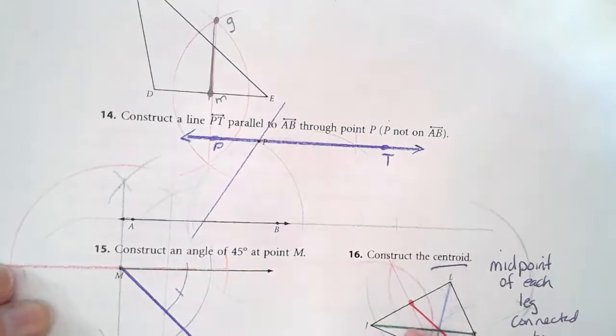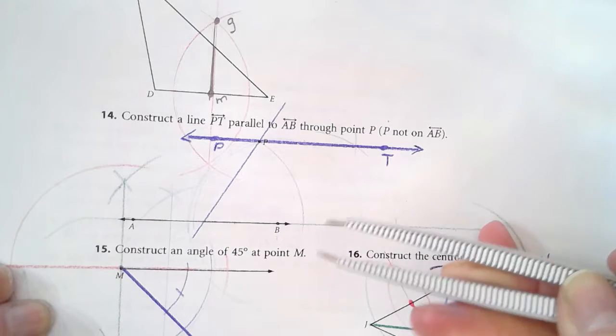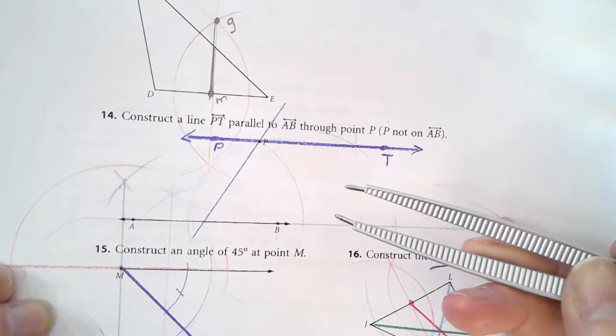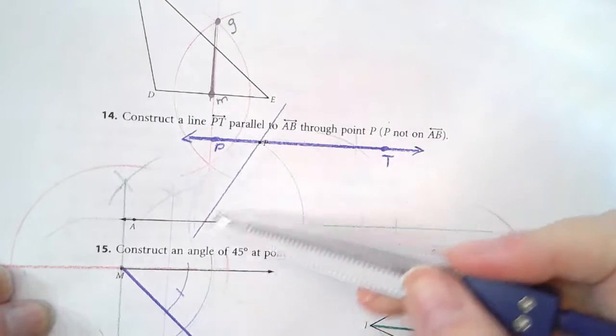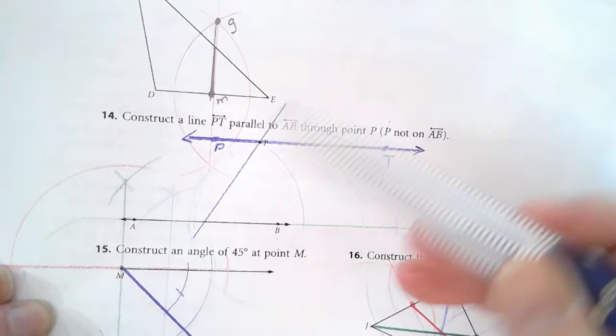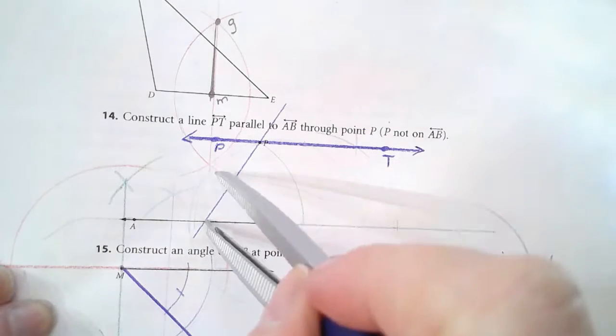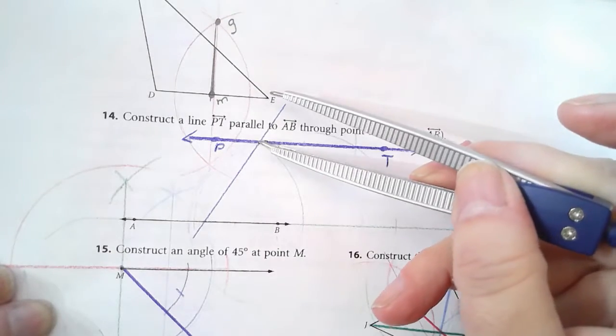To construct a parallel line to PT, you would use the relationship between either interior angles or exterior angles. So you could have dropped a line of your choice at an angle to AB, and then copied this angle from the point at P.